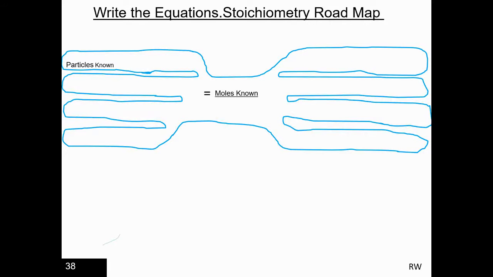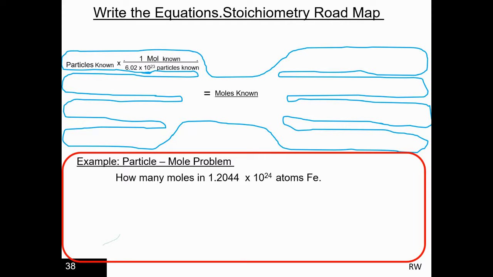Okay, so particles of the known, to convert that to moles, here's what you would do. You'd multiply it by this conversion factor, 1 mole of the known over Avogadro's number, 6.02 times 10 to the 23rd particles. We're calling it particles now, but in a real problem, you'd know they were atoms or ions or so forth. So the particles of the known would cancel, and we'd be left with moles of the known chemical.